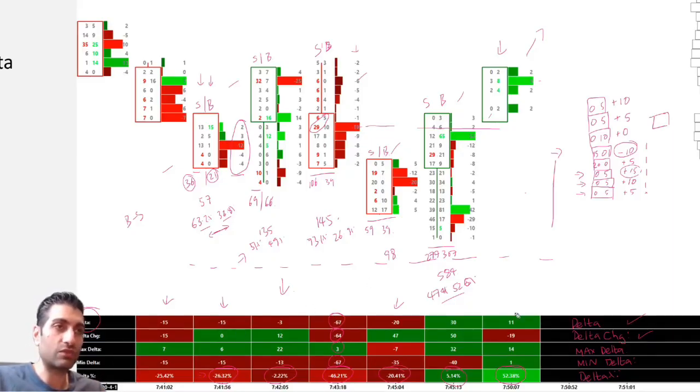But hopefully this is all going to help you. So I hope that helps you understand. We've gone through delta, delta change, max delta, min delta, delta percentage. I'm going to provide this to you. Play with it, guys.